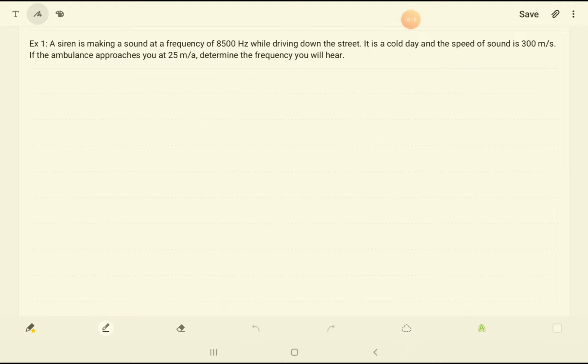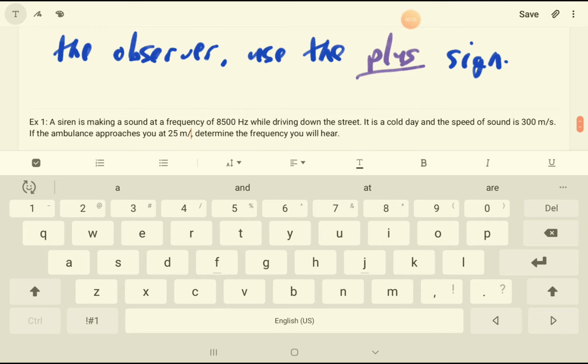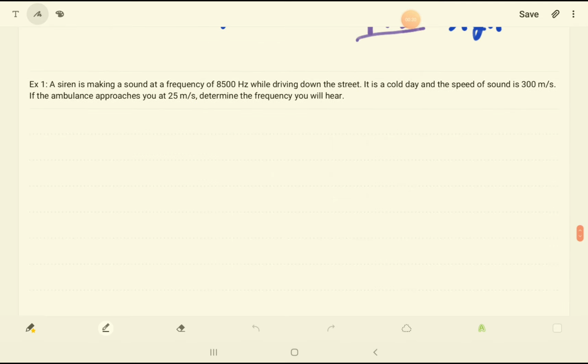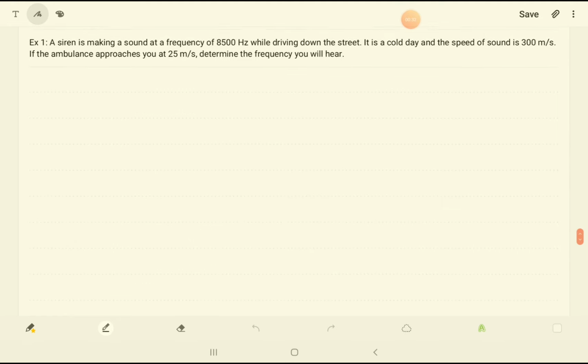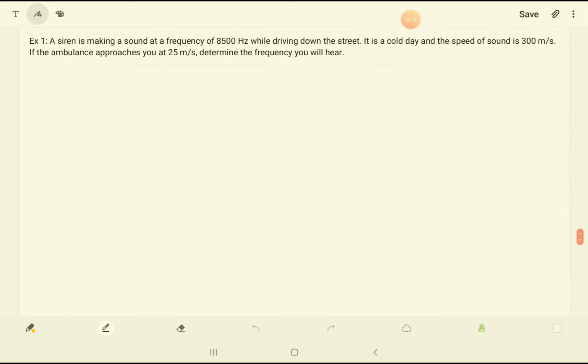Okay. So it says a siren is making a sound at a frequency of 8,500 hertz while driving down the street. It is a cold day, and the speed of sound is 300 meters per second. If the ambulance approaches you at 25 meters per second, determine the frequency that you will hear. So remember, the frequency that you will hear is the apparent frequency.